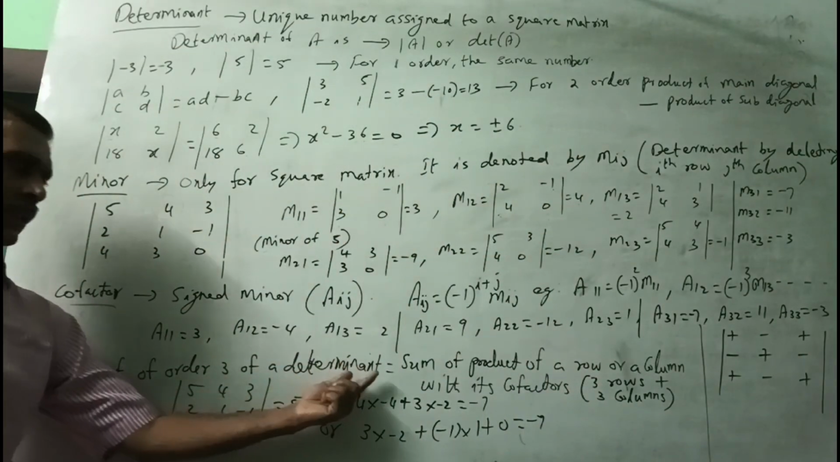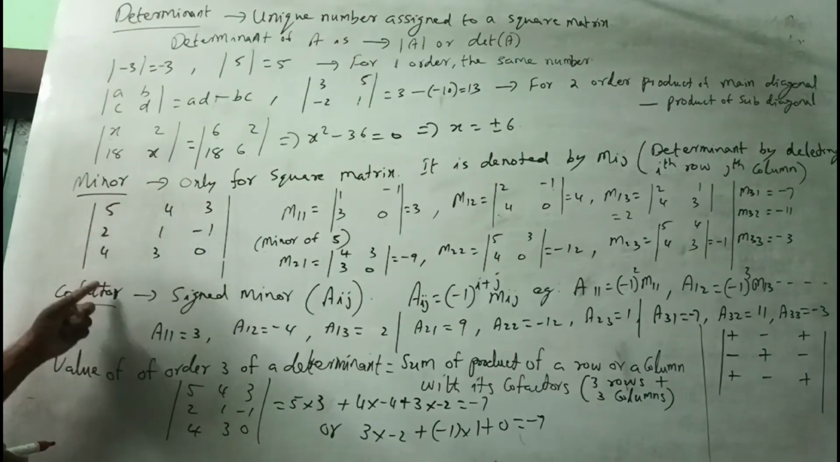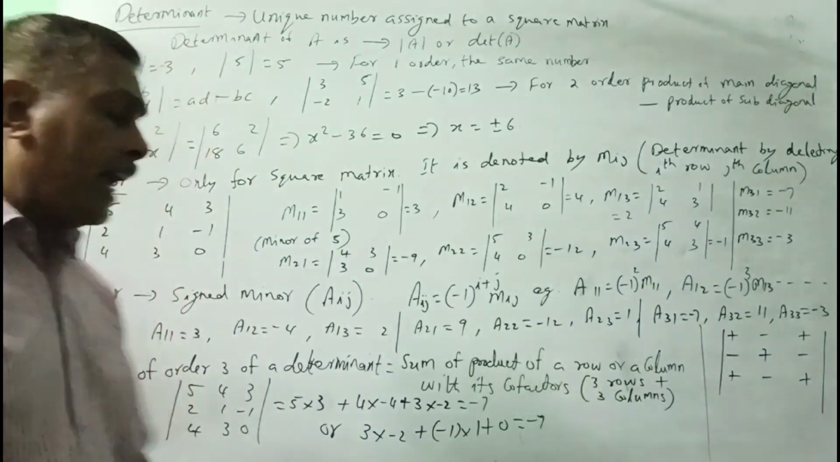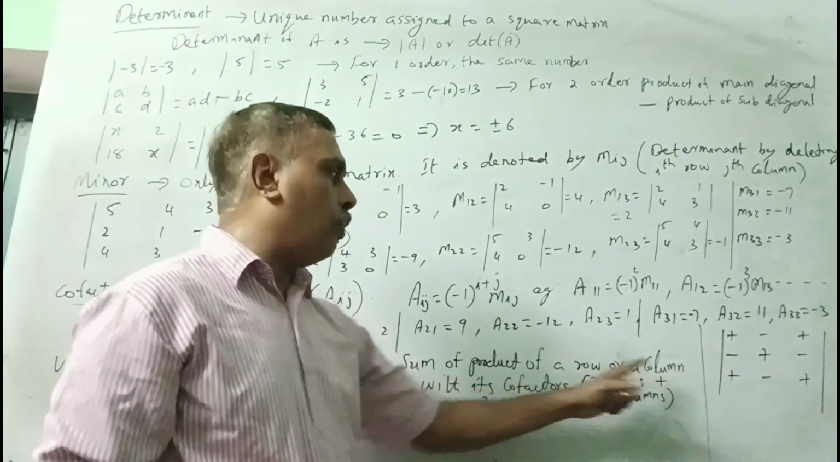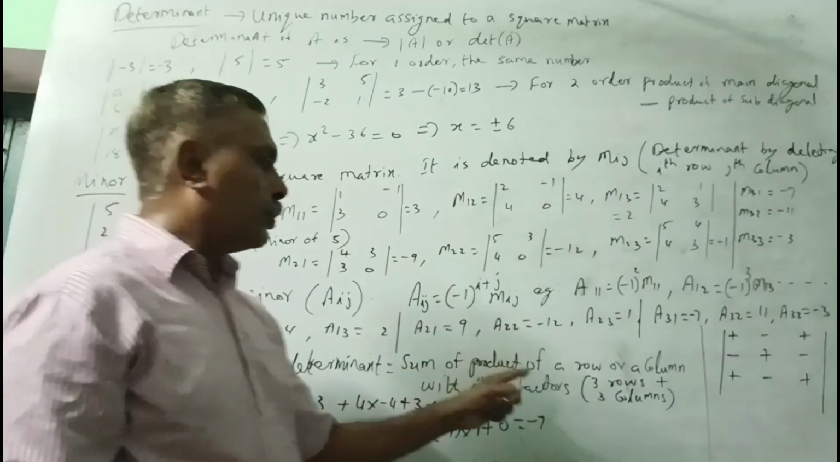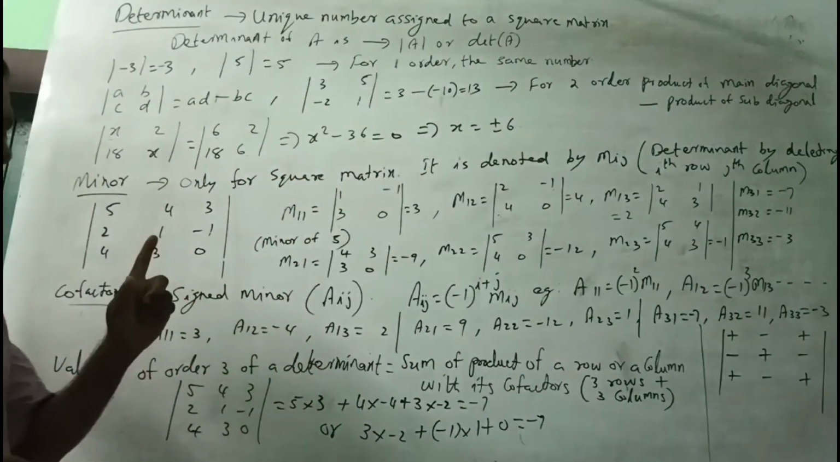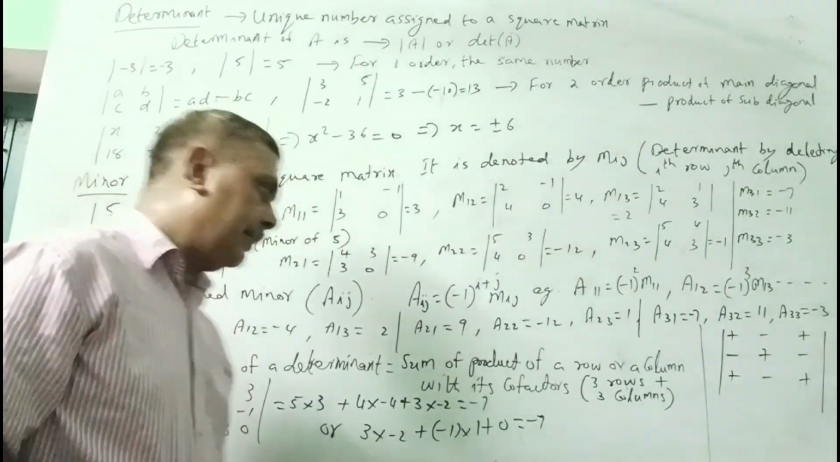Then the value of a determinant of order 3 is: you take any one of the rows or a column and multiply it with the corresponding cofactors and add. So it is written there, the sum of the product of a row or a column with its cofactors, you will get the value of order 3. Means take one row or a column and multiply the corresponding cofactors and add.